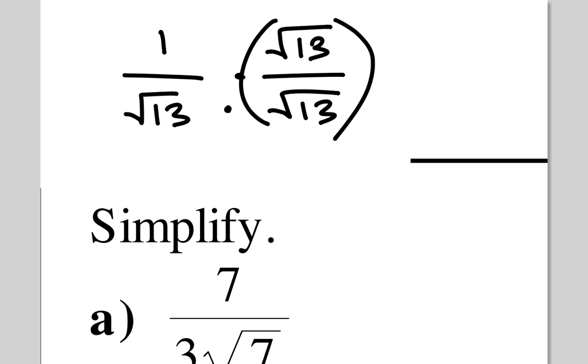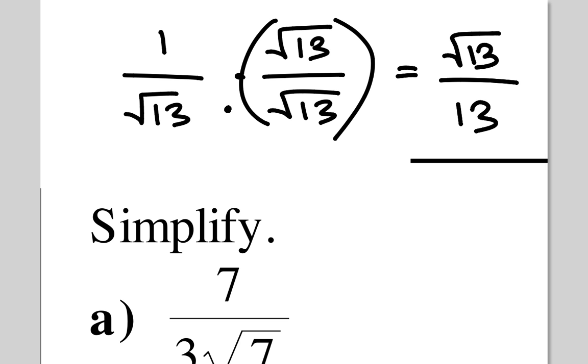When you do root x times root x, you get x. So what's root 13 times root 13 in the bottom there? So 13 in the bottom. And then in the top, you just have 1 times root 13, which is root 13.